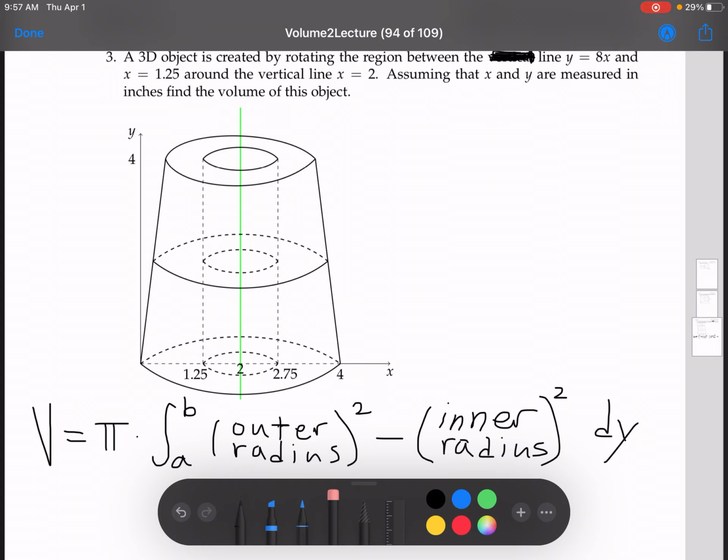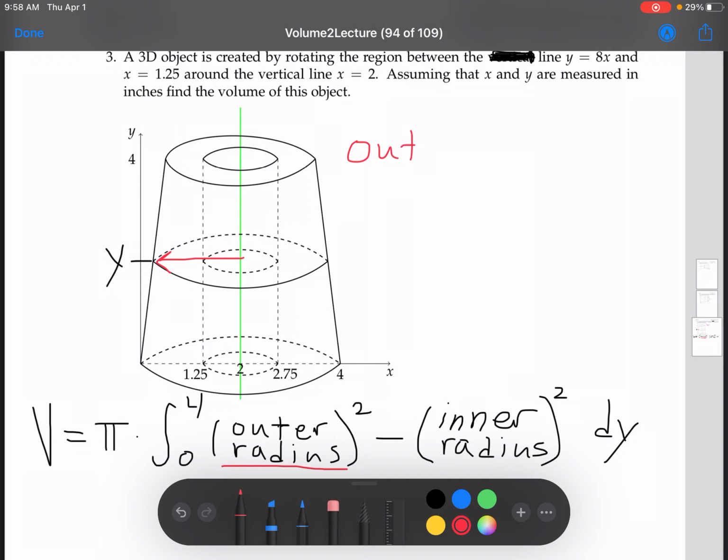Now from the figure, you can see that we're going to add from y equals 0 to y equals 4. And so now the difficulty is figuring out what the outer radius and the inner radius are. So first, let's figure out the outer radius. If you think of a radius, it comes from the center of a circle. So at this arbitrary y value, we want this radius. Remember, the center is at the green line. So the outer radius is the length of that red line there.